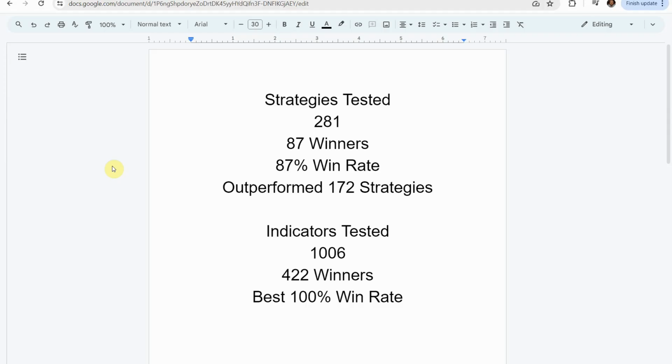Alright, as I said, today we will be testing a Forex day trading strategy. Before we do though, I wanted to put the testing scoreboard up for everyone to see. So to date, we have tested a total of 281 different strategies, with 87 of them being winners. The best one so far was able to achieve an 87% win rate. That was achieved using the Academy of Forex indicator. And so far, since we've been keeping track, it has outperformed 172 of the other strategies that we have put it up against, every single one so far. We've also tested a total of 1,006 indicators, with 422 of them being winners.